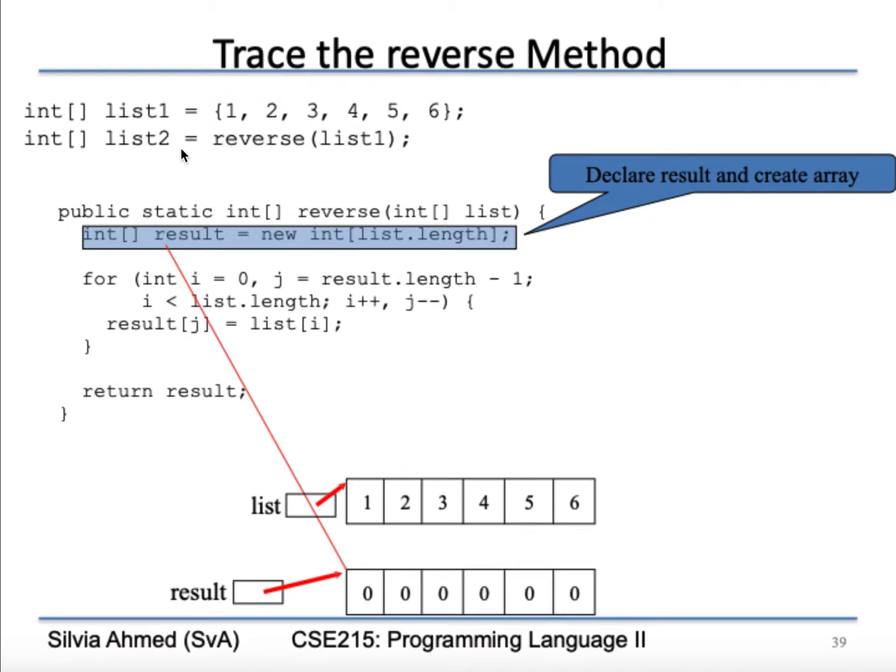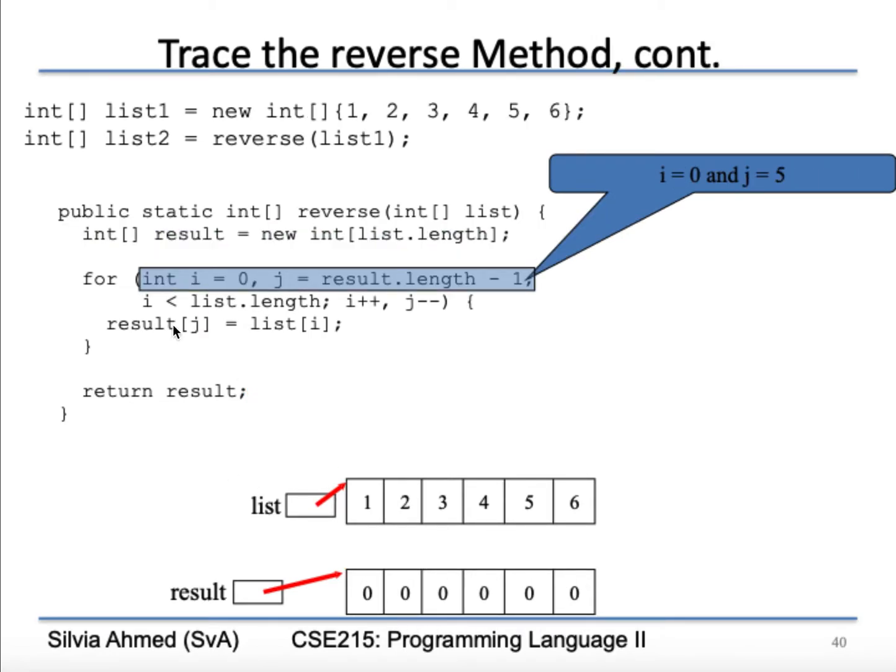So by list1, we are actually passing the address of list1, and the result of which we will assign into another array named list2. Inside the reverse function, the first line declares an array result of integer type, and we are creating an array of the same size as the passed parameter, list.length. We see there are 6 elements. Just like list, whose content is the address that points to this array, we are creating another array named result. So result now points to an array where the default values are 0.